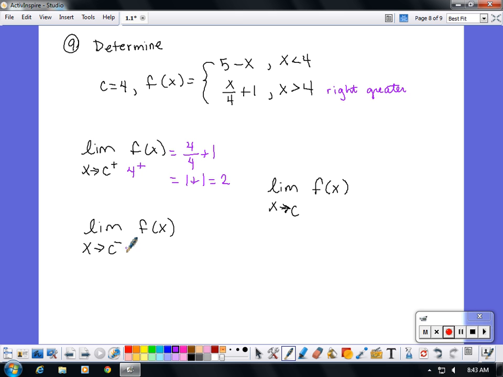Down here, so c is 4. You're looking at 4 from the left. Left is less, so it's 5 minus x. c is 4. You get 1. And then let's take the limit overall as x approaches c, which is 4. And since your left limit was 1 and your right limit was 2, they're different, so your limit does not exist.